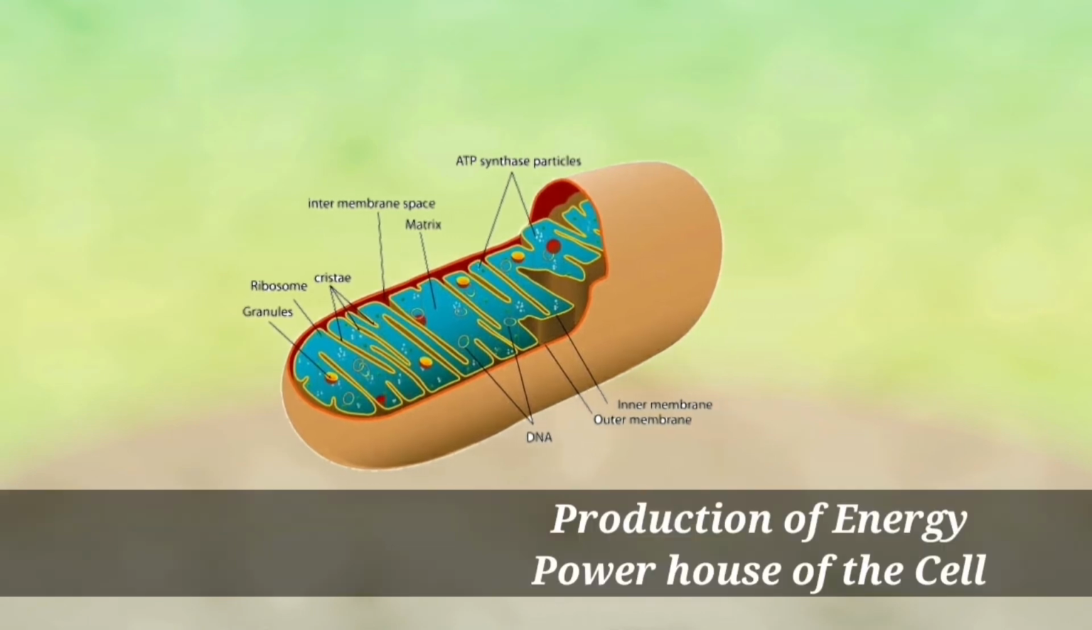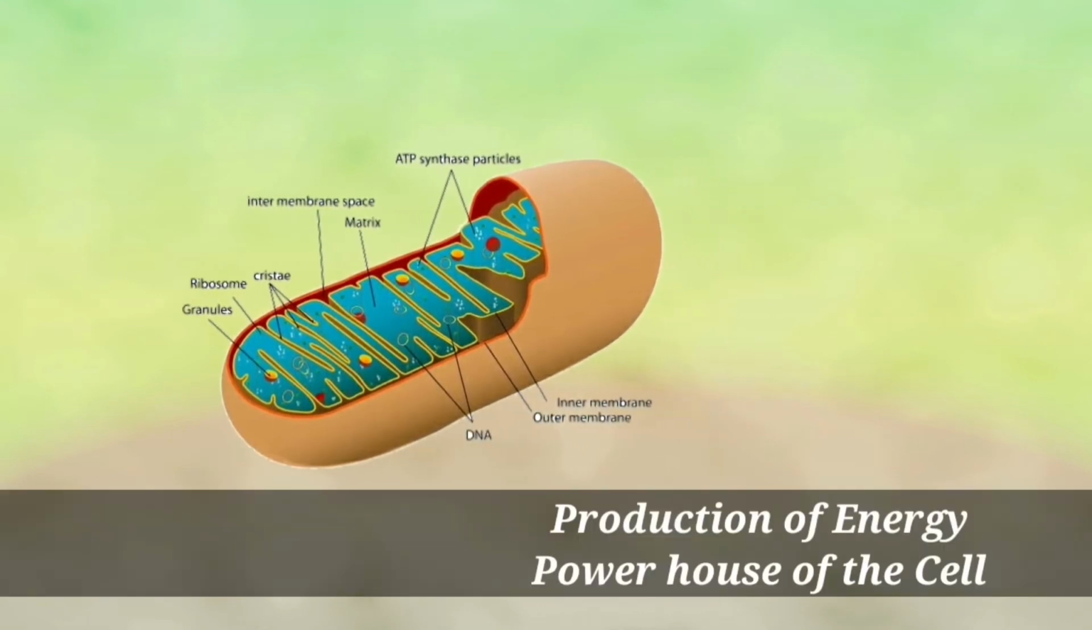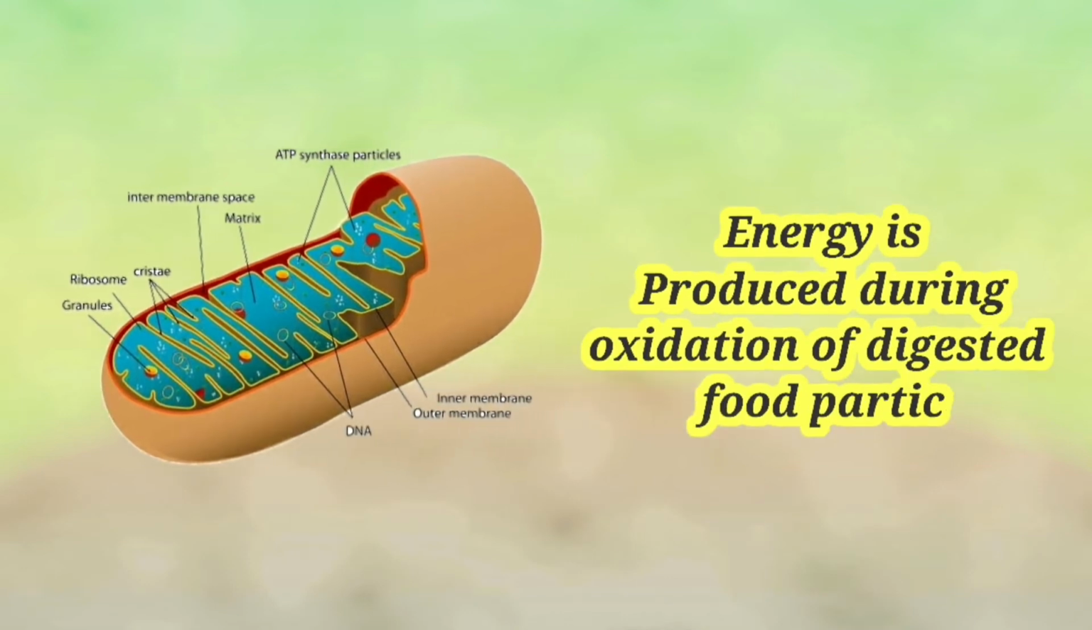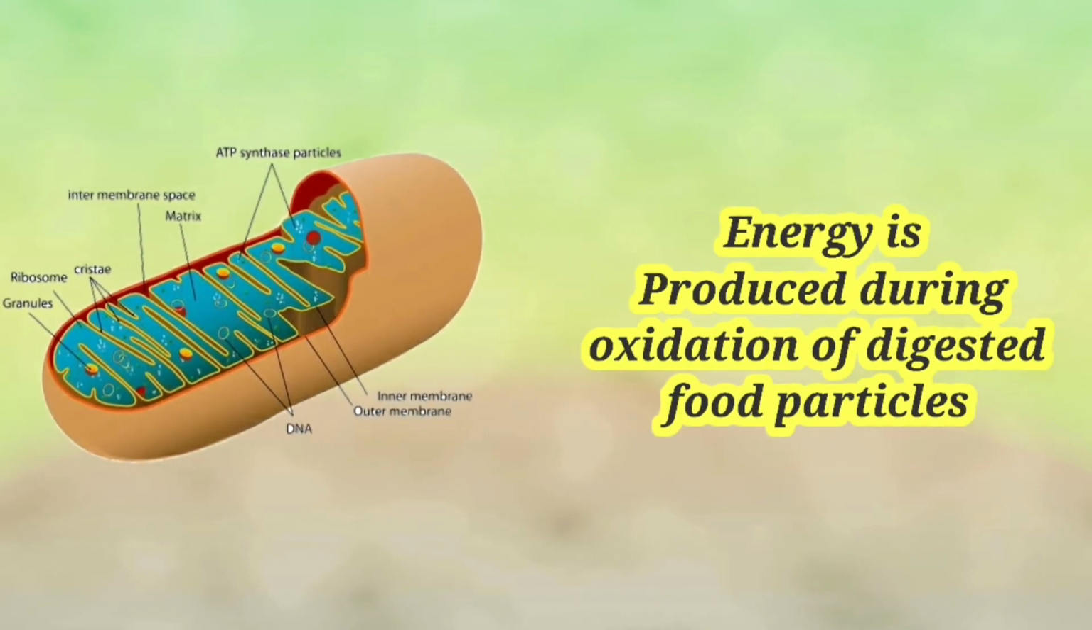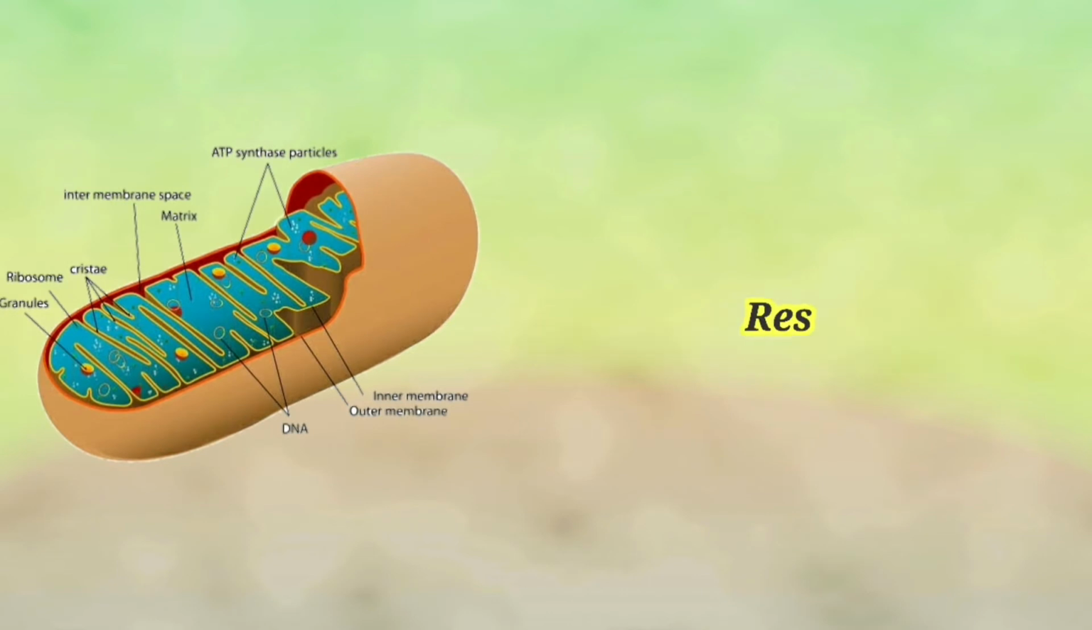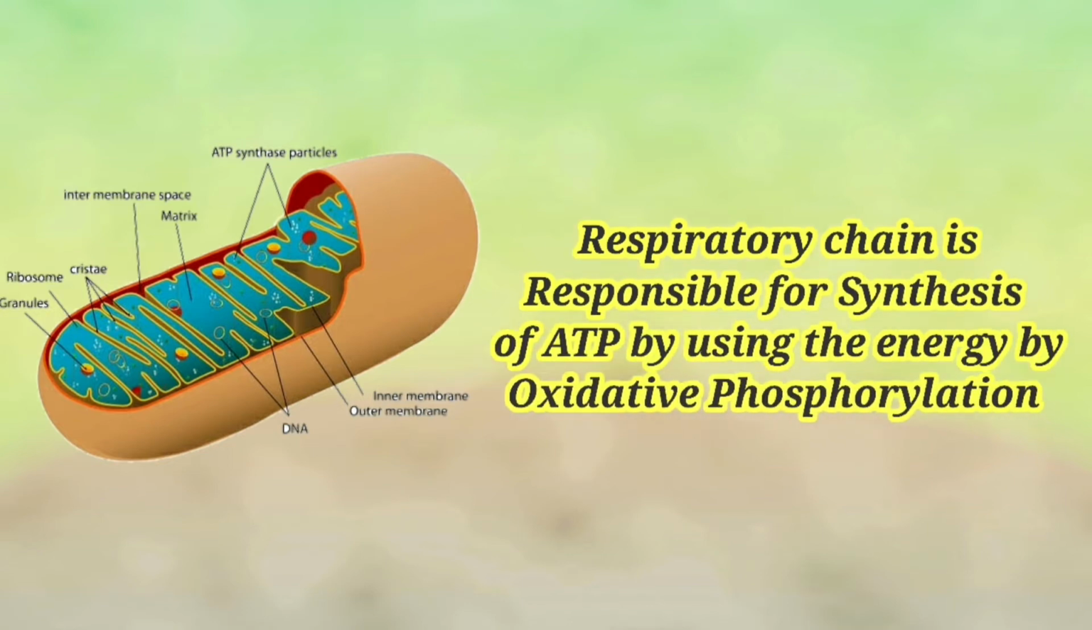Mitochondria are concerned with production of energy. They are known as powerhouse of the cell. The energy is produced during oxidation of digested food particles. Mitochondria synthesize the ATP. The respiratory chain is responsible for synthesis of ATP by using the energy by oxidative phosphorylation.